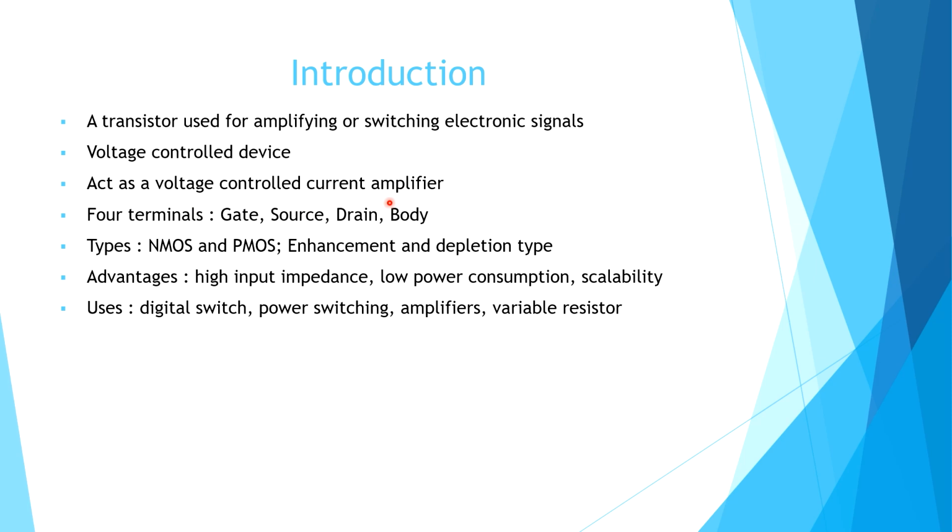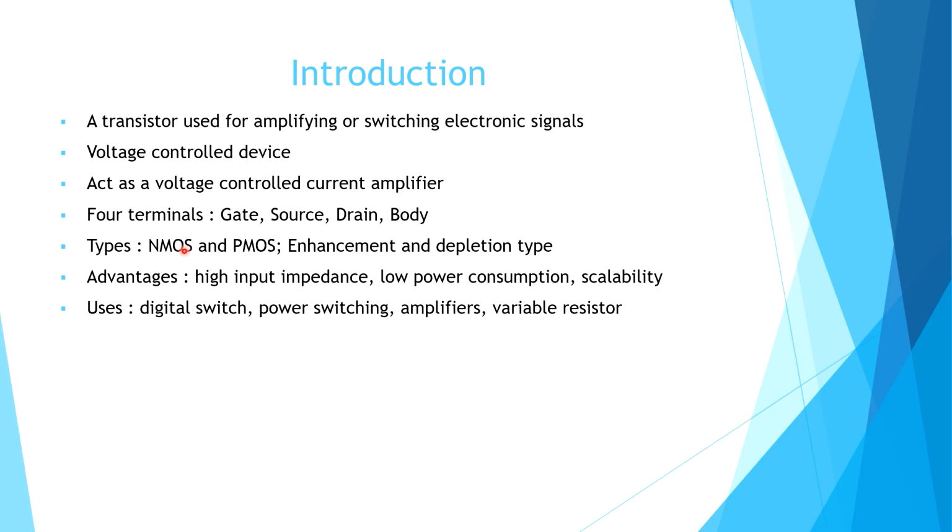MOSFET has its own advantage while designing a switch or logic gate. It has four terminals: gate, source, drain, body. Body is just to remove the electrostatic charges on the MOSFET transistor. Mainly, it has three terminals: gate, source, and drain. Gate is the input terminal, source and drain are the output terminals. It has two types: NMOS and PMOS, where NMOS is an N-channel MOSFET and PMOS is a P-channel MOSFET.